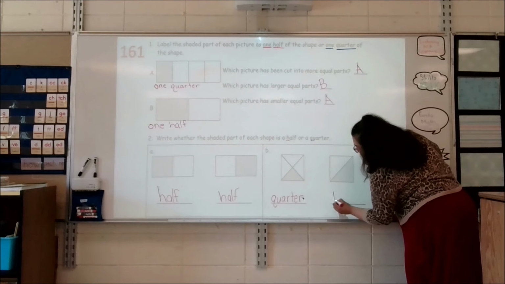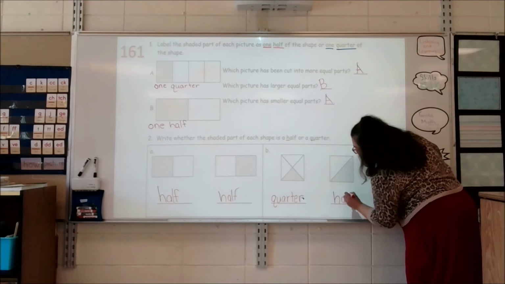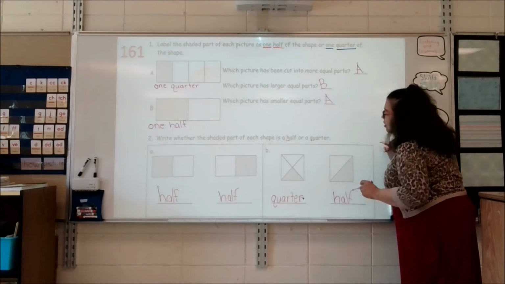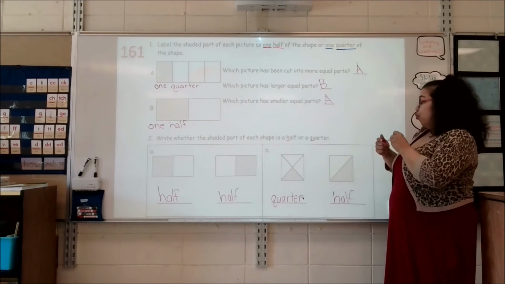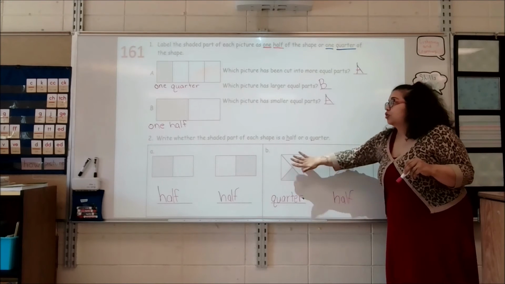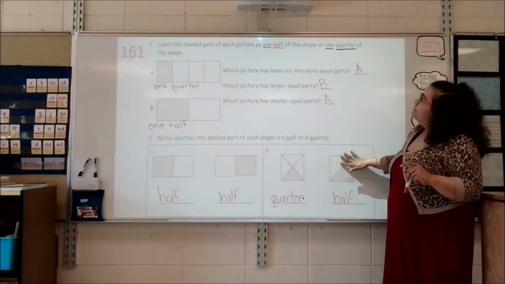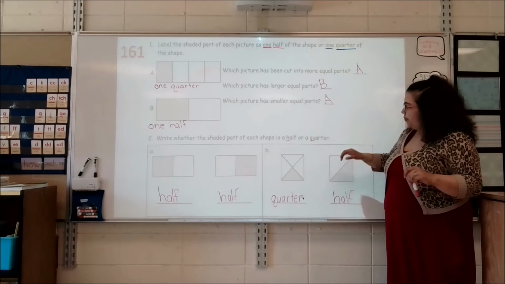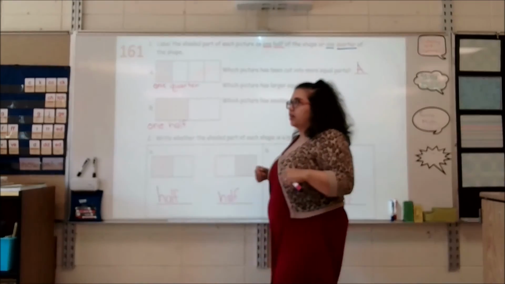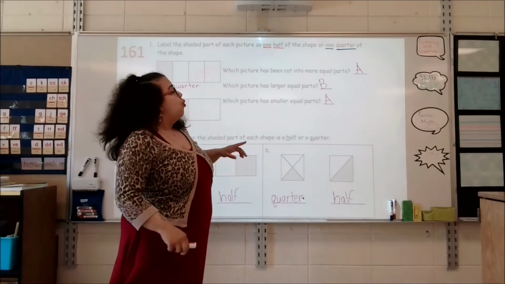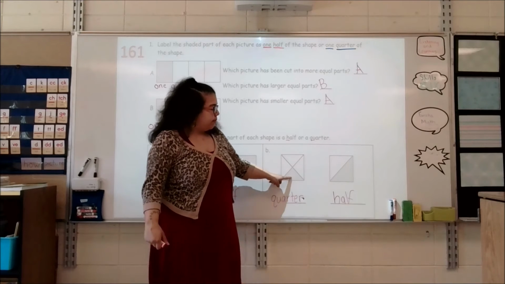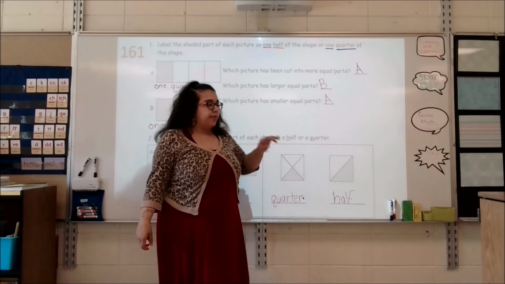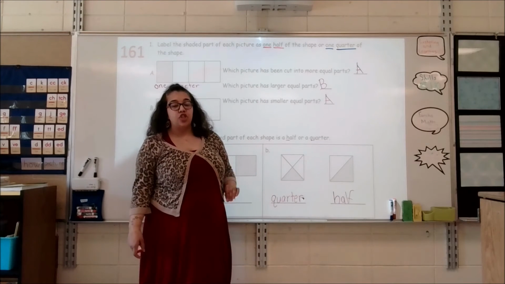Half is shaded. Good. Now, just an additional question I want to ask you. These squares, the way these squares have been shaded, the way these squares have been partitioned, broken into parts or pieces, what is the shape of the shaded part?